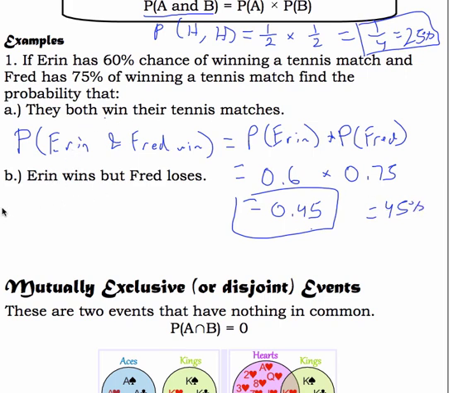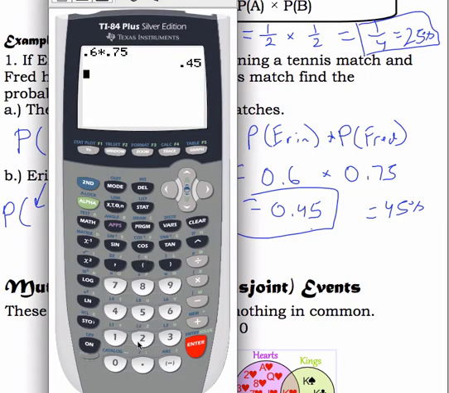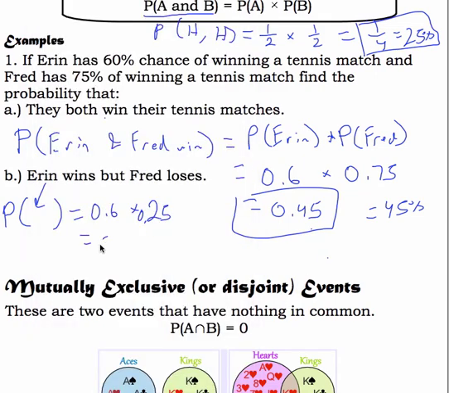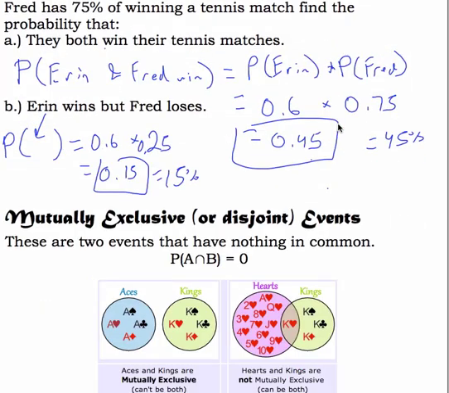What's the probability Aaron wins, but Fred loses? Okay, so the probability that Aaron wins and Fred loses, that's going to be, well, the probability of Aaron winning is 0.6. Probability of Fred losing is 25%, so that's 0.25. So we're going to do 0.6 times 0.25, and we will get 0.15. So that's 0.15 or 15%. Okay, so that's how we do that. It's just multiplying those probabilities together.